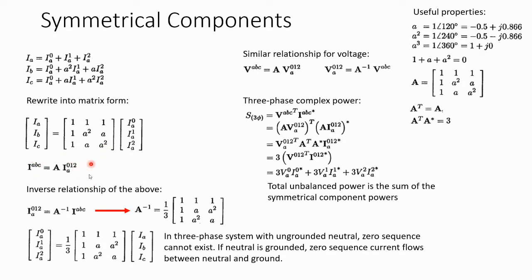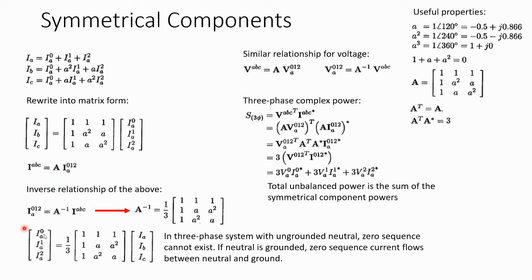And the inverse relationship of this will look like this. This is obtained by rearranging this equation, and A inverse is equal to this. Notice how A and A inverse are quite similar, where in the A inverse, the matrix has the additional 1/3 term in front, and the square is now at different locations. It's not in these diagonal elements anymore.